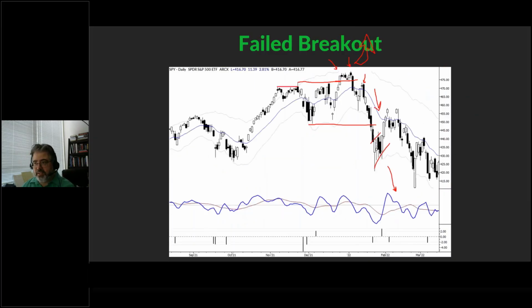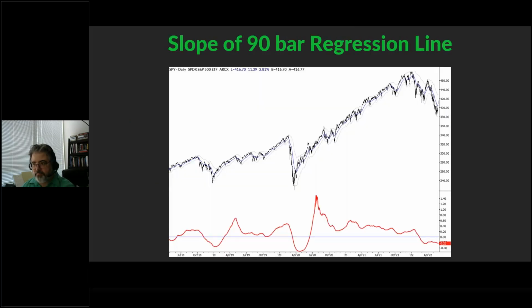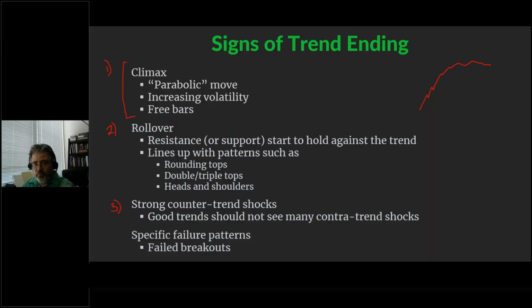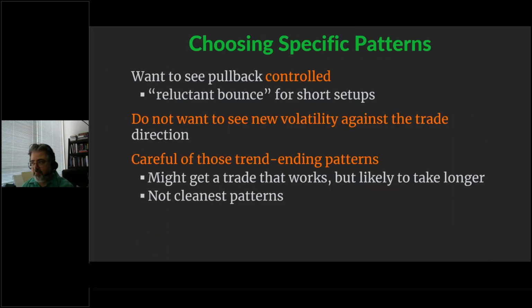And so what I'm suggesting here is just to think about screening. You screen, first of all, for trend. You watch for these signs of trend ending, and then the next step is choosing specific patterns. We've talked about this a little bit too. You want to see the pullback controlled, and the language for shorts is maybe a little bit easier. If you have a market that's downtrending, a short is going to look like this. It's going to feel like a reluctant bounce. It's not going to feel like a snapback.